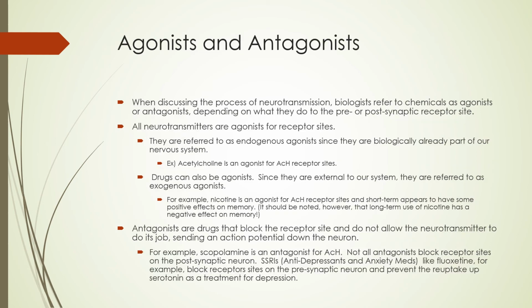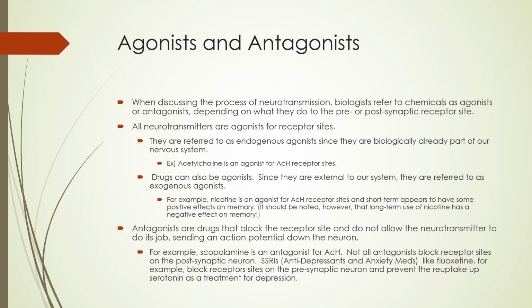A little bit before, we talked about agonists and antagonists. When discussing the process of neurotransmission, biologists often refer to chemicals as agonists or antagonists, depending on what they do to the pre or postsynaptic receptor sites. So either the neuron it's coming from, the pre, or the post, which would be the neuron the message is going to.